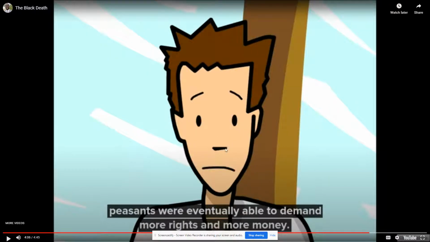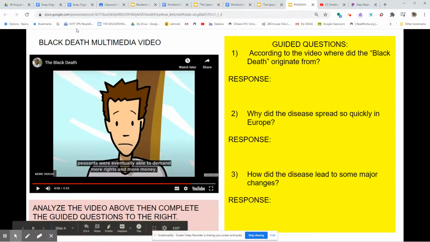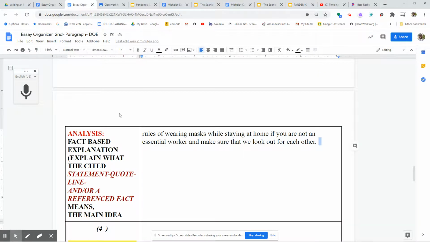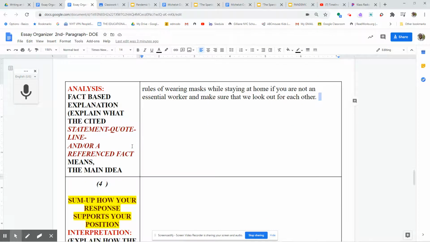Stop right there. So even though the Black Death caused many tragedies, the very fact that peasants, people who were considered quote unquote the lower class, were able to eventually demand more rights and more money, I would argue, from my perspective, that that's a good thing. No longer could people who were considered poor or lower class be taken advantage of. Okay, so I would include that in that argument. In terms of if I was writing this, I would say this.